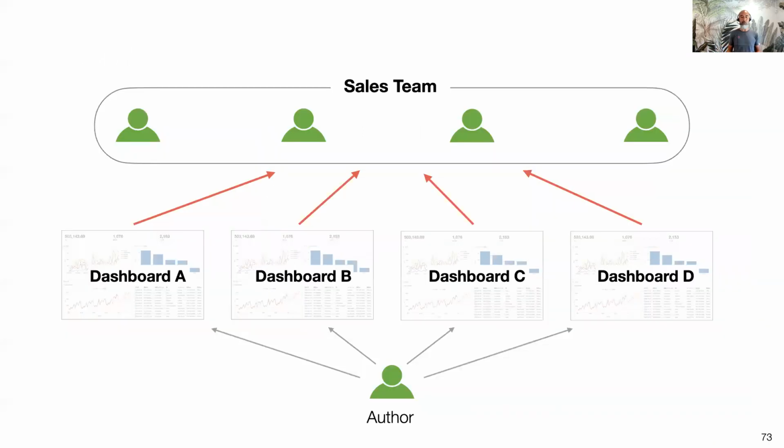So when you are the author and you create 4 dashboards, and you want to invite those 4 people, every time you share you have to type in those names, which is cumbersome. Instead, you create a sales team, let's say, and add those four people to that team. Then all you need to do is always share with that team, and the team takes care of inviting each person.